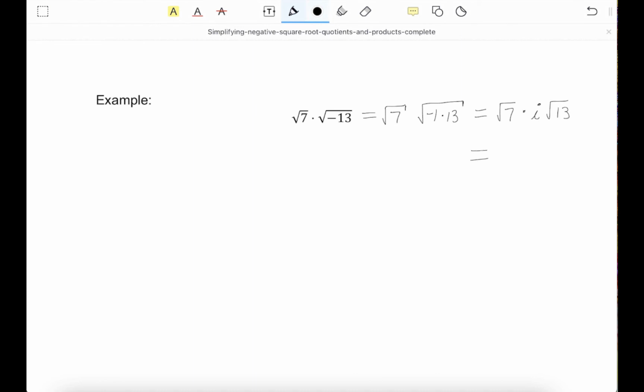And we normally wouldn't keep it like this because we can use the commutative property of multiplication to write this as i times the square root of 7 times the square root of 13. This is the same as the square root of 7 times 13. And 7 times 13 gives us 91. So we can write this as i times the square root of 91.